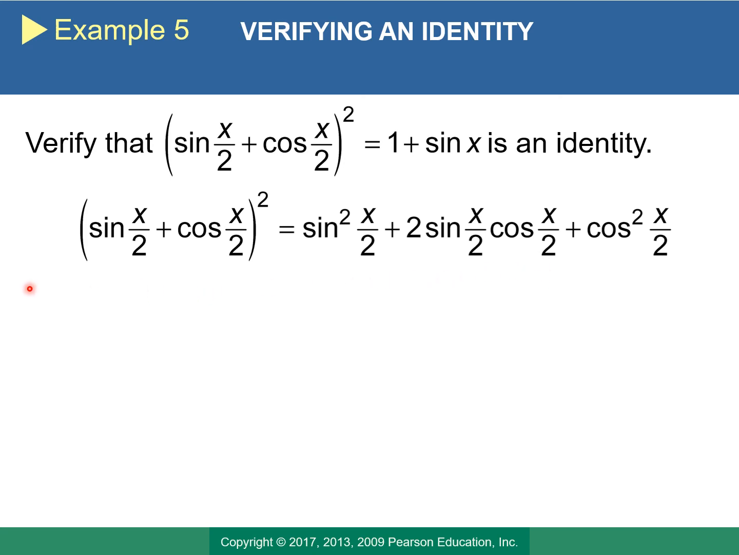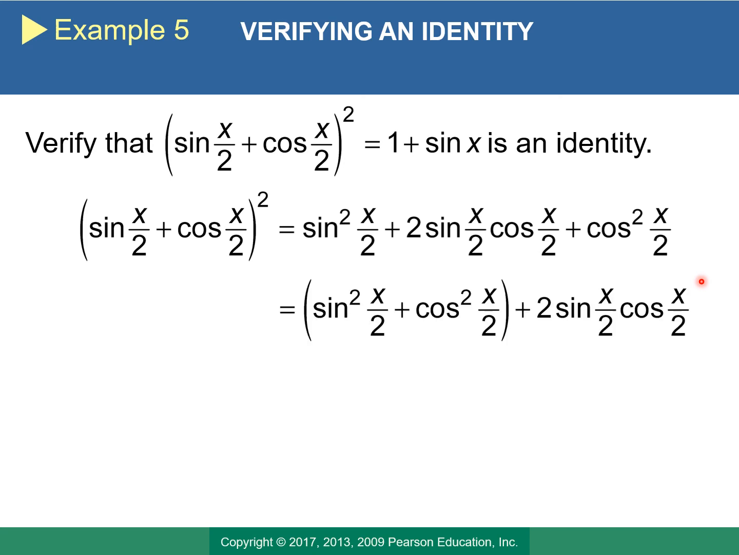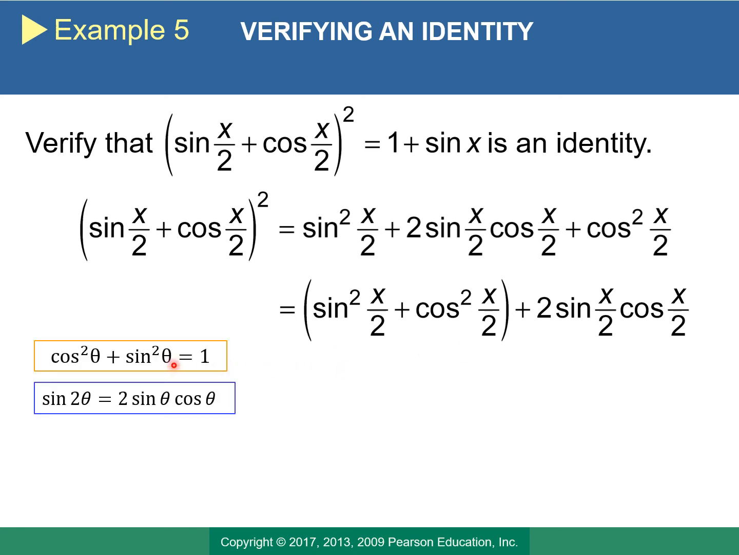All right, now we just want to eventually get to 1 plus sine x. That's our goal because that's the right side of the equation. So we have to simplify this quite a bit and use the formulas that we've learned so far and see if they apply here. So next step, just rearrange, and you'll see why. I'm just taking the sine squared x over 2 plus cosine squared x over 2 and putting it together in the front here. Hopefully this looks familiar. I'll give you a hint: just think of this as theta. Sine squared theta plus cosine squared theta. So that's our Pythagorean identity right there in the parentheses.